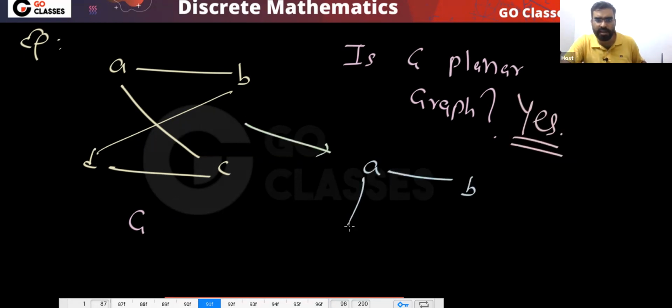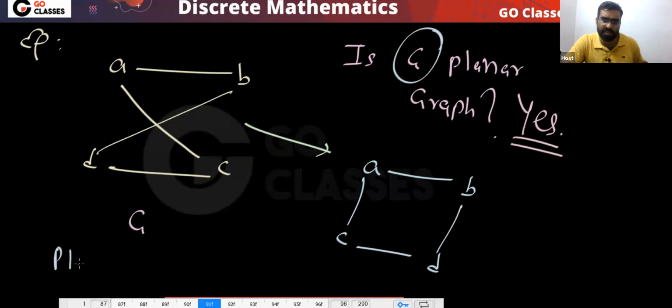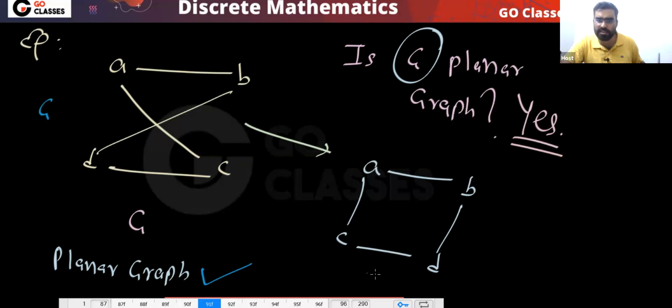I can create a planar representation. You can notice I can create a planar representation. So this graph G, remember this graph G, this is also a planar graph. Both graphs are the same. This is also G. So both are planar graphs.